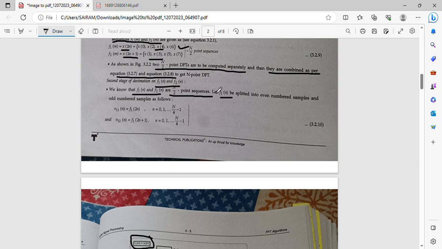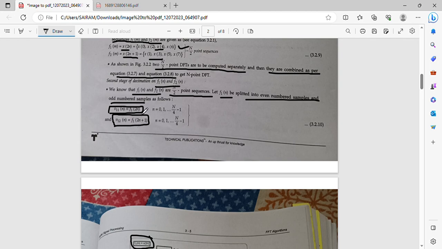So again you are dividing that f1 of n and f2 of n. How? By splitting into even and odd number of samples. So if you split it, you're going to get v11 of n is equal to f1 of 2n, v12 of n is equal to f1 of 2n plus 1.